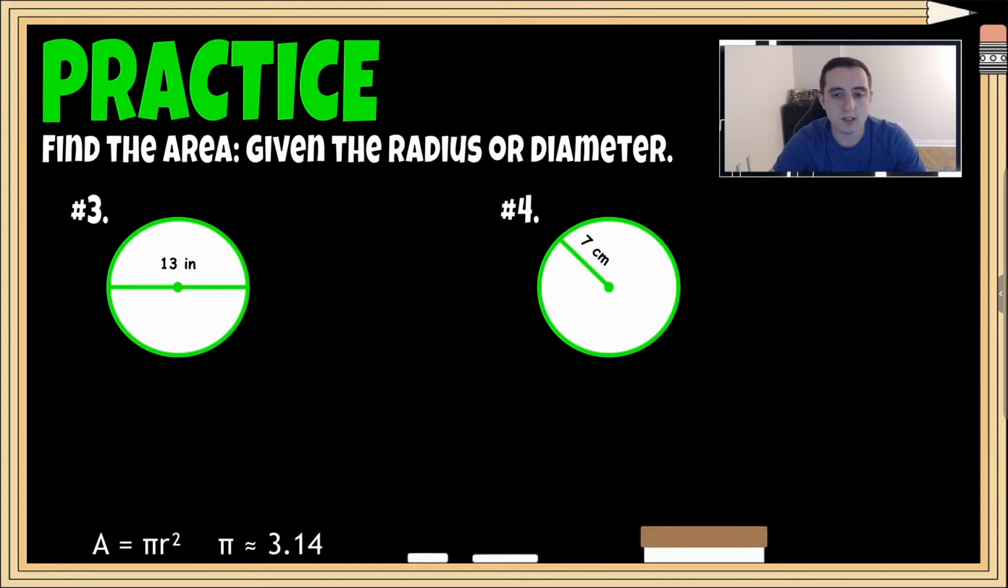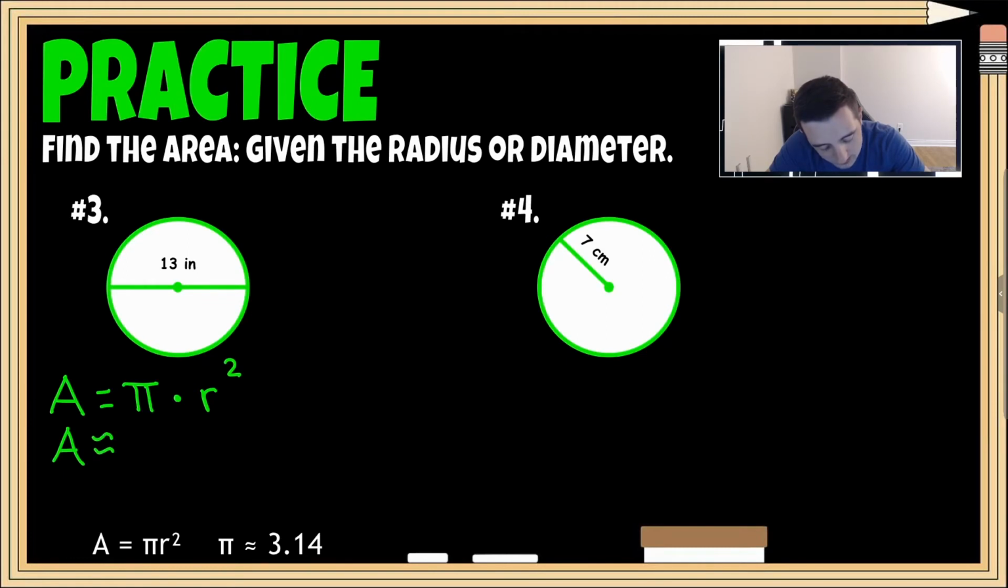So I'm assuming at this point you have paused the video. You've tried out 3 and 4, and now you're ready to go over it. So let's just hop right into it. So for number 3, we are looking for the area, and our formula is area equals pi r squared. So area equals pi times the radius squared. Let's plug in our values. Again, we're approximating, so the equal sign changes to an approximately symbol.